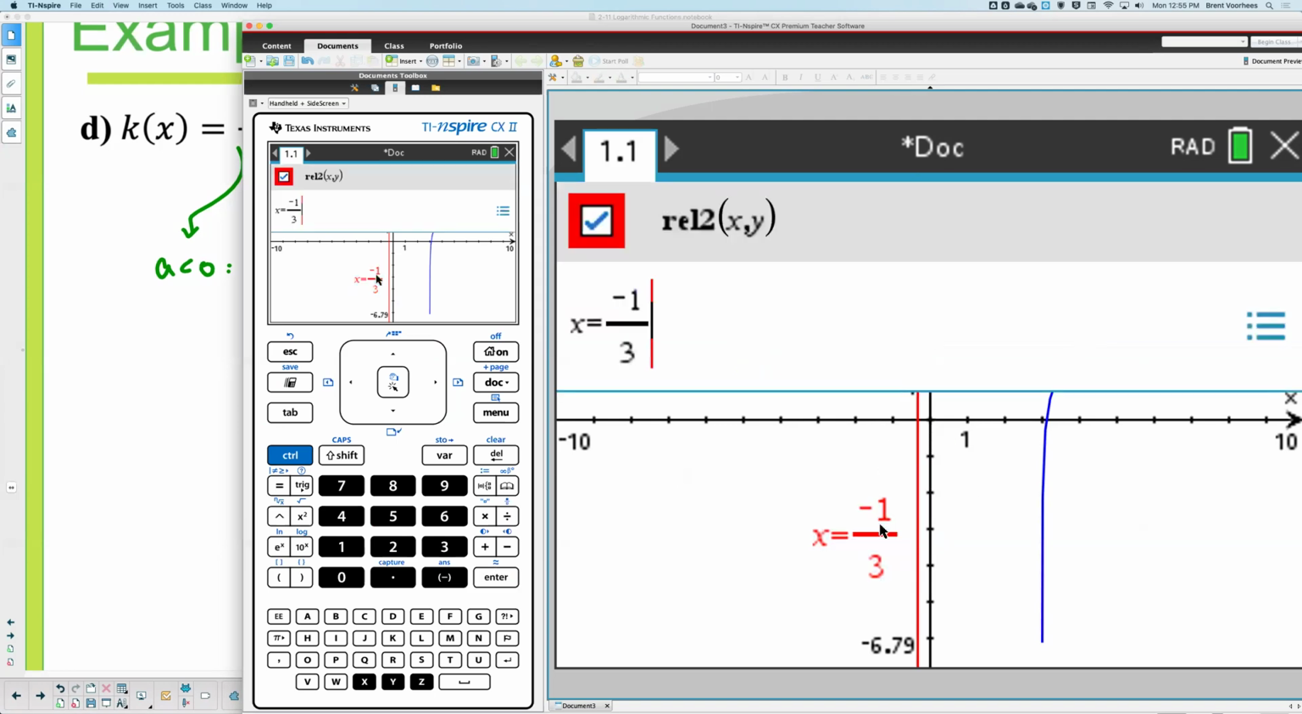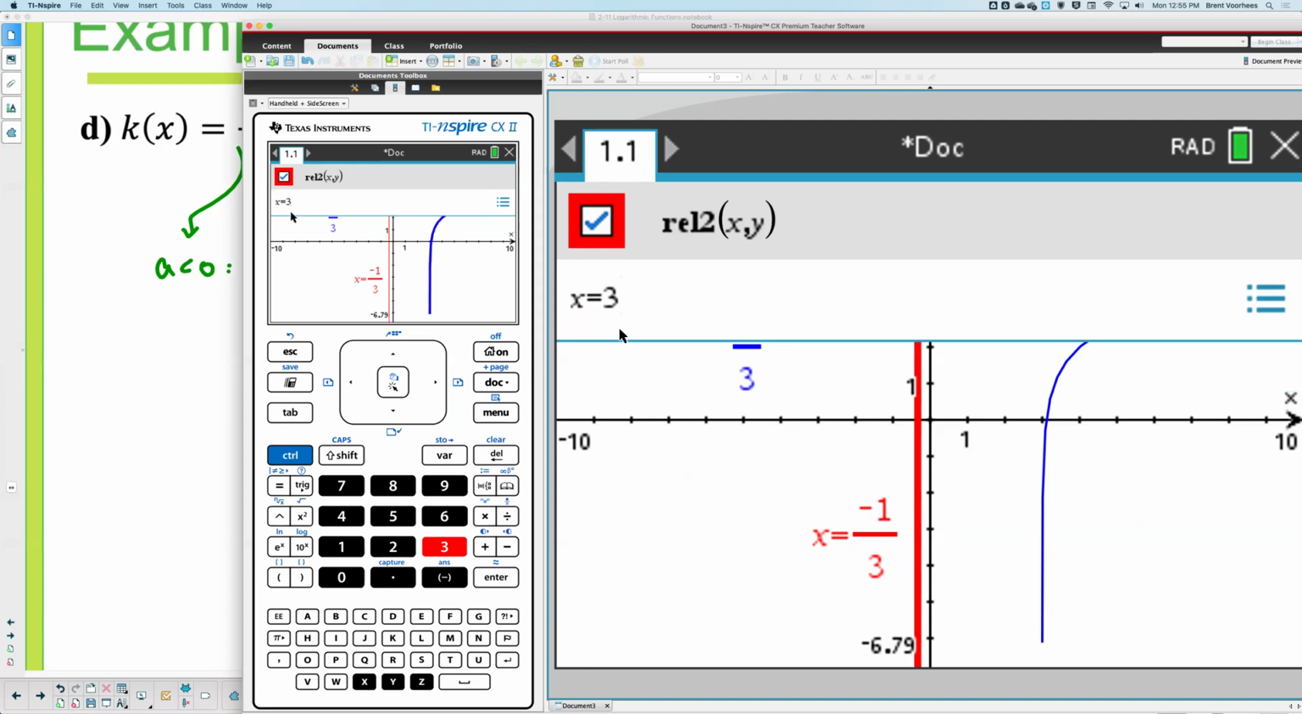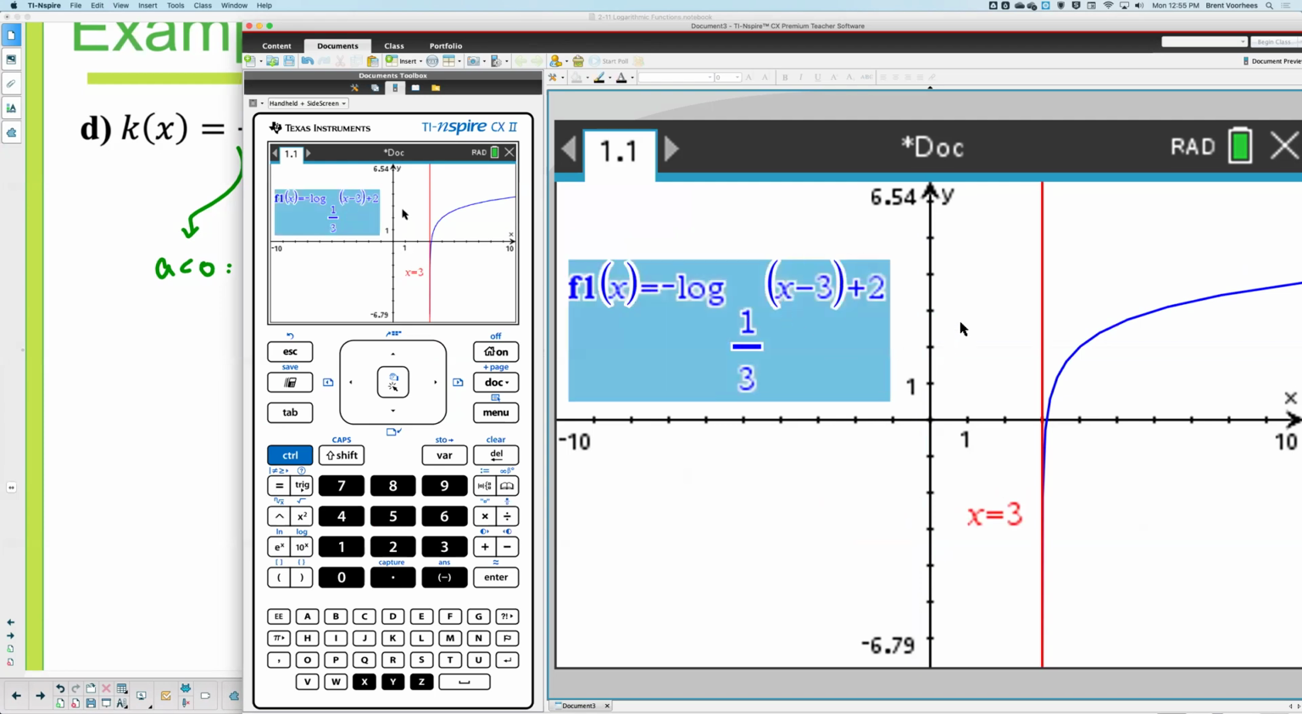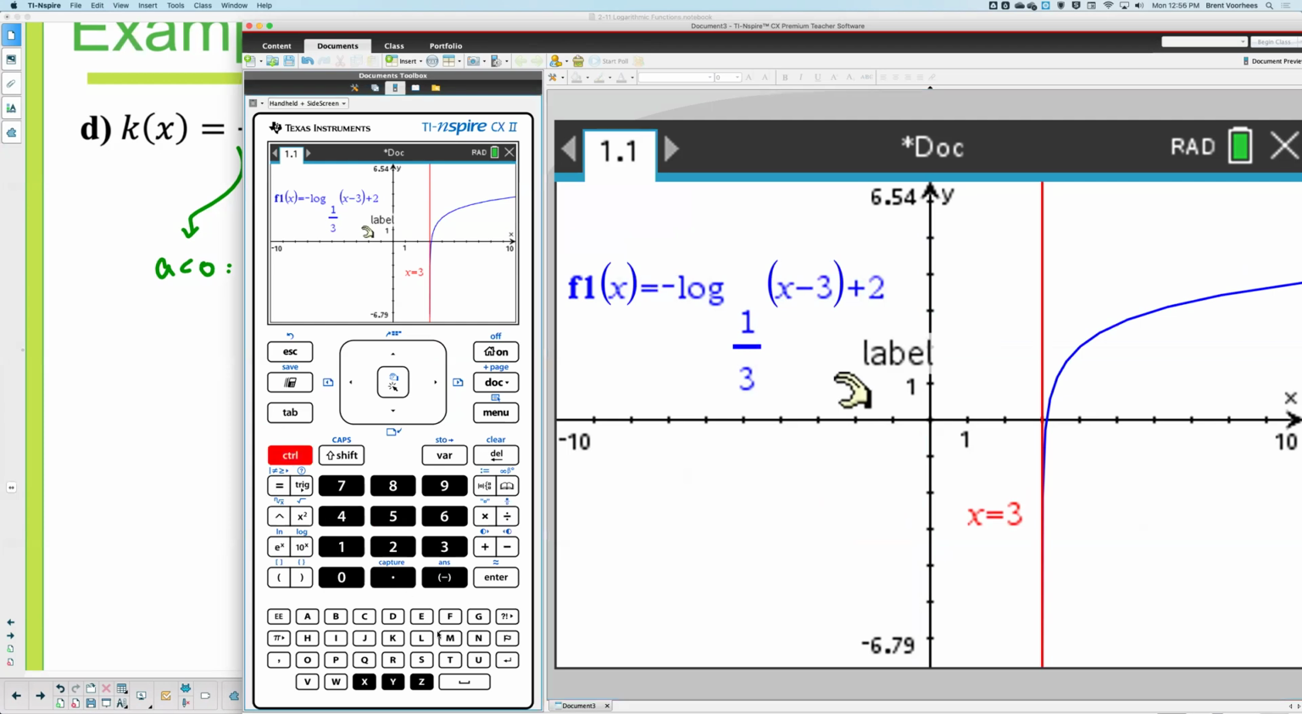Where do we think our asymptote should be? Do you remember where we said we thought the asymptote should be? 3. That is in fact correct. The asymptote is at 3. All right. If I hit Control T, I should get a table.